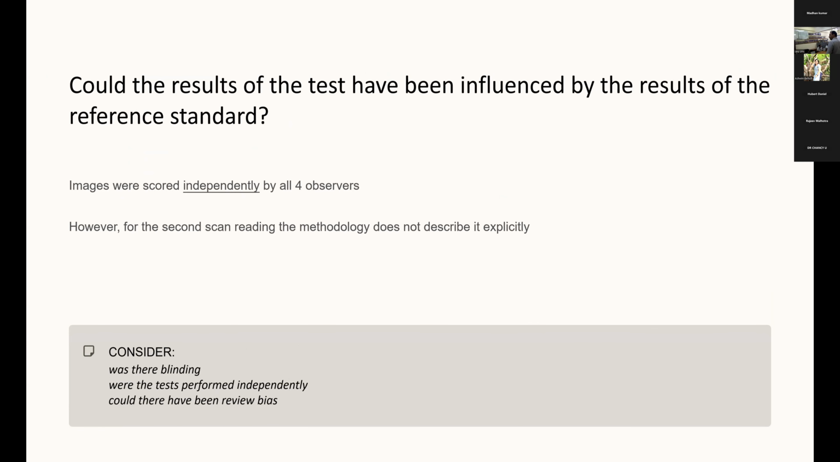Could the results of the test have been influenced by the results of the reference standard? The images were scored independently. Actually, they were scored twice: once at the time of presentation, and once more when the images were reviewed 2 weeks later. They were scored independently by all 4 observers. Initially it is there. The second time they have not explicitly mentioned it, but because it was a random sequence of images that they were shown, it is unlikely that it has been influenced previously.